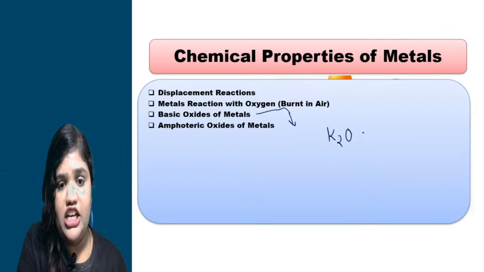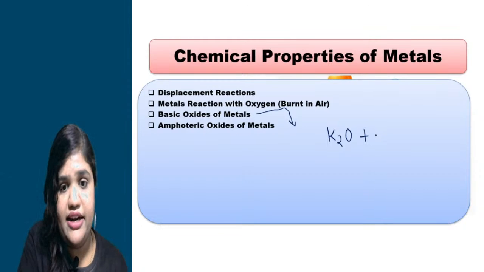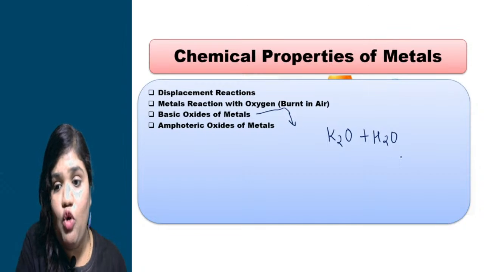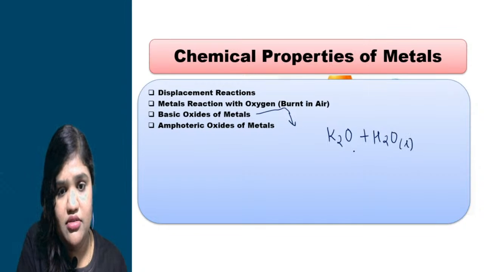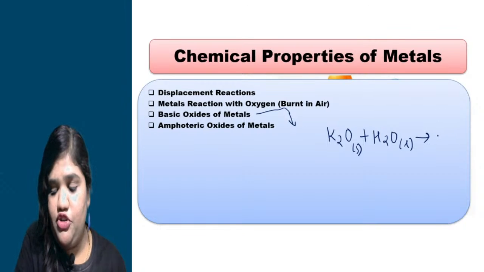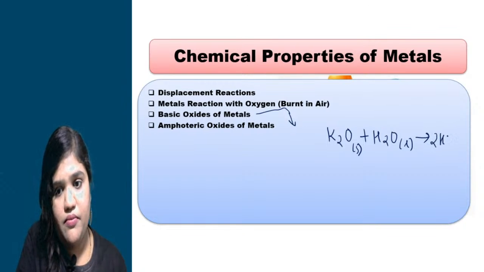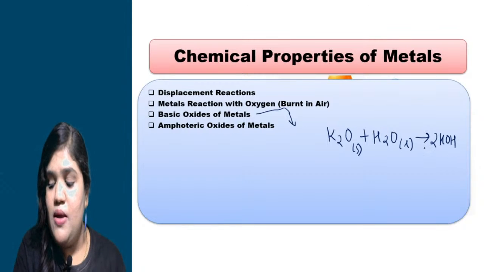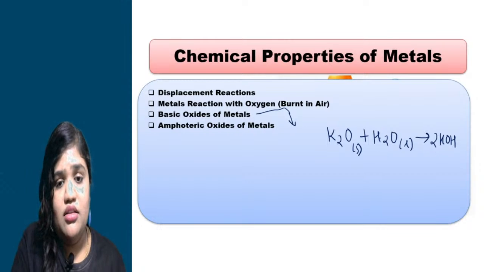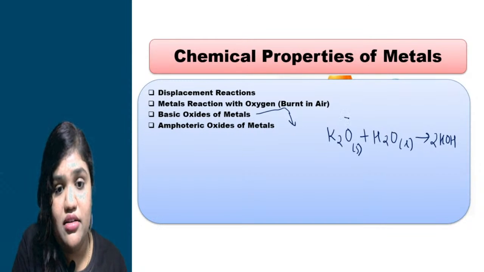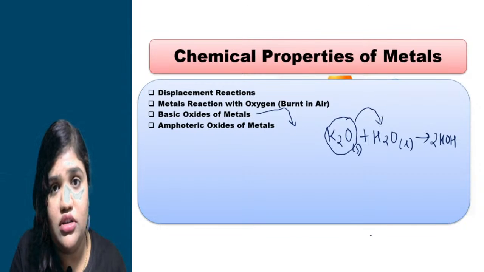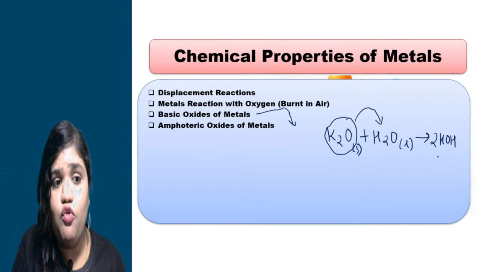This is potassium oxide. When potassium oxide reacts with water, or if we dissolve potassium oxide in water, this is liquid, this is solid. What will happen over here? There is a formation of 2KOH. From this you can see that when the metal oxide is dissolved in water, there is a formation of what?